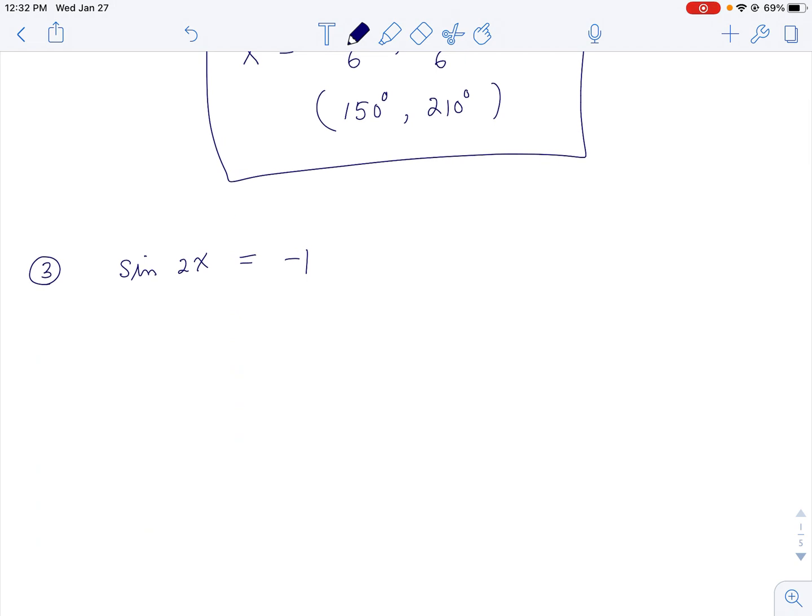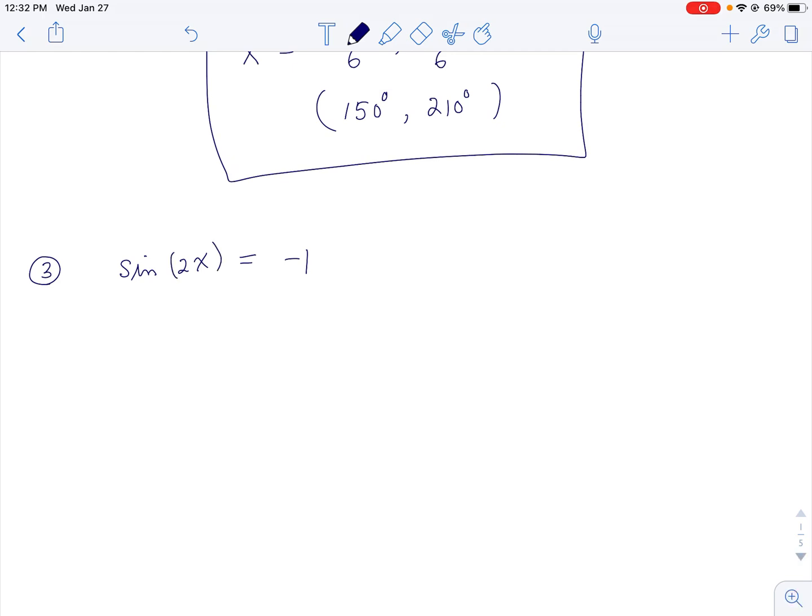So problem 3 on the same page says sine of 2x equals negative 1. And the first thing I think of is, hey, sine of 2x, that's a double angle. But I'm going to get that out of my head because really, what is this? Sine of 2x equals negative 1. It's like sine of some angle equals negative 1. So I say to myself, where does sine equal negative 1? That's a quadrantal angle. That's where my angle is down at 270 or 3 pi over 2.